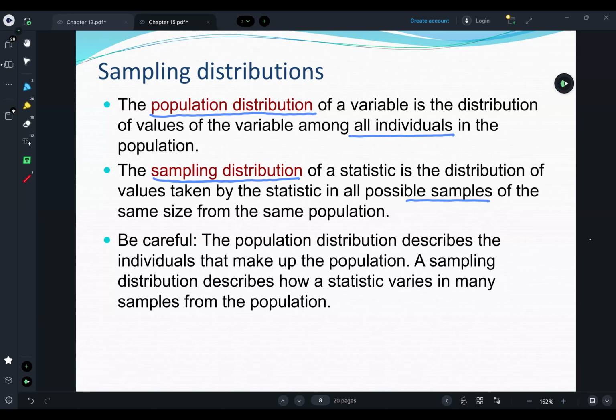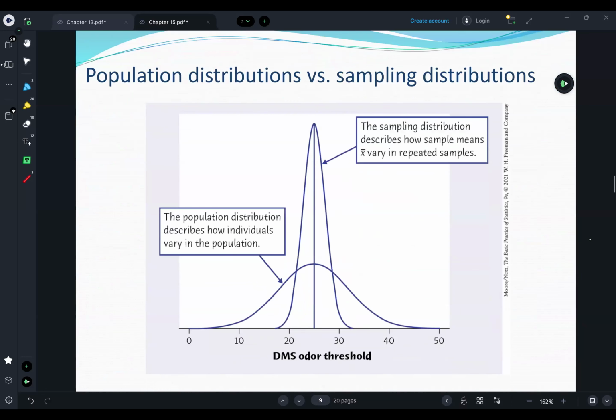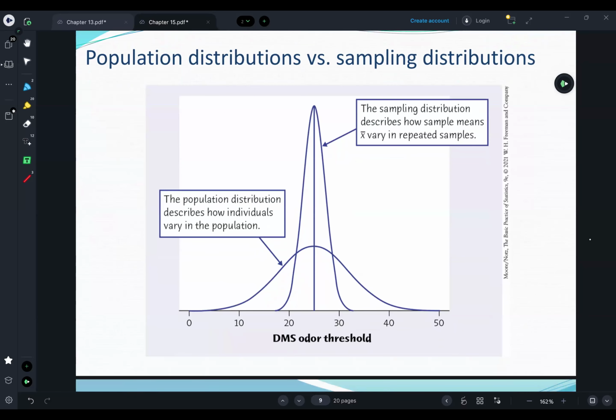So it says here, be careful. The population distribution describes the individuals that make up the population, and a sampling distribution describes how a statistic varies in many samples from the population. So there is that distinction. And here we are. The population is going to be the flatter curve. The flat one is the population.